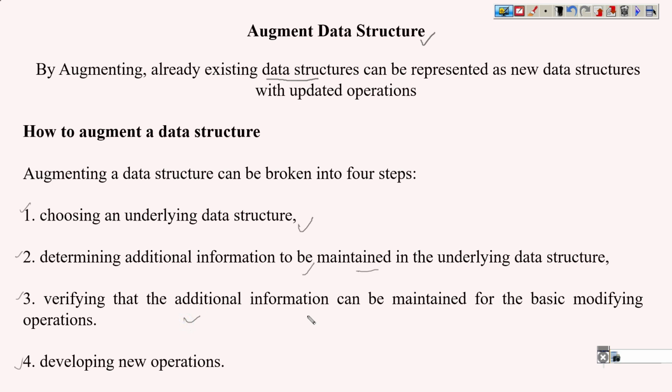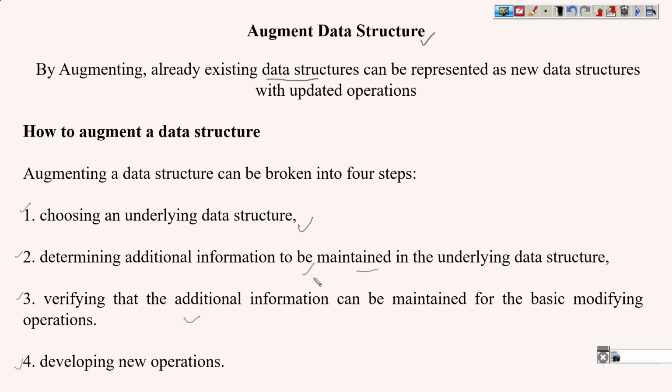Then, verify that the additional information can be maintained. This is an important point. Augmentation means you are adding something new to the existing data structure, provided that you do not violate the existing properties. What does it mean? If we talk about red-black trees, they have their own characteristics. It's a balanced tree, it's a binary search tree. When you use a red-black tree, it will remain a binary search tree. If you add something to it, it will remain a balanced tree.